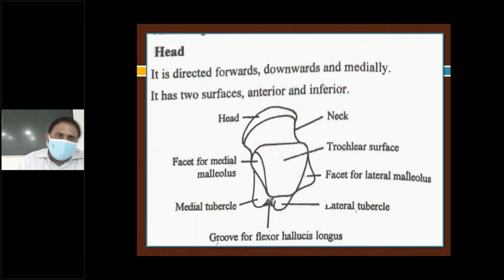Next, the head. The head is directed forwards, downwards and medially. It has two surfaces, anterior and inferior. Two facets: a comma-shaped facet for the medial malleolus, and a triangular facet for the lateral malleolus of the fibula. Posteriorly, there is a groove for the flexor hallucis longus, with the lateral tubercle and medial tubercle.